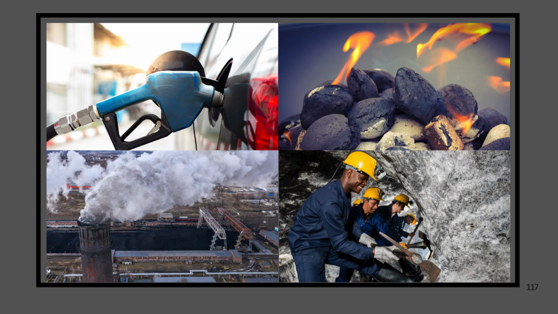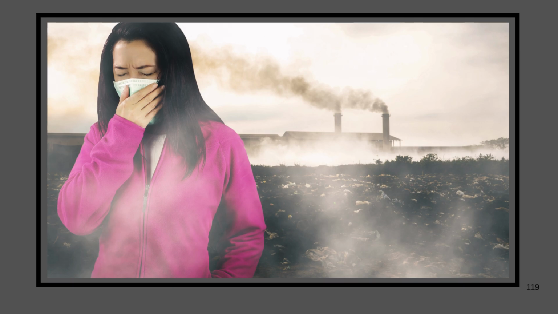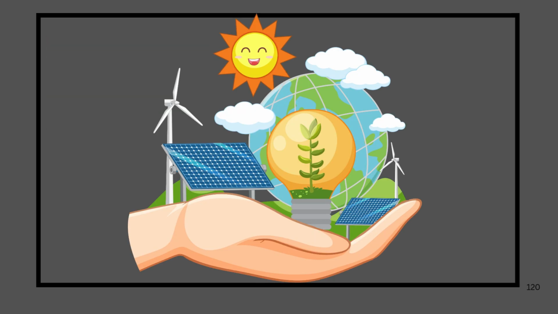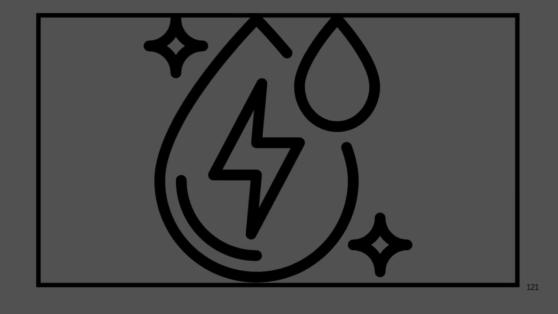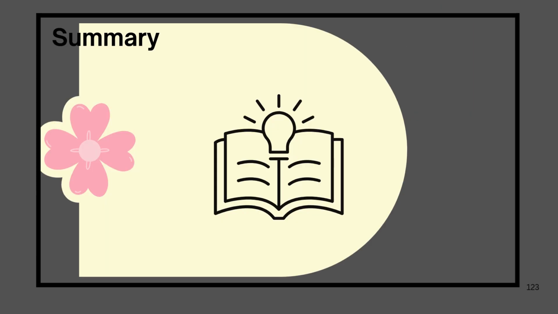If we keep using them fast, they will run out. They also create smoke and harm the air we breathe. We must save energy and use clean power like solar, wind, or hydro energy. Let's summarize what we have learned today.